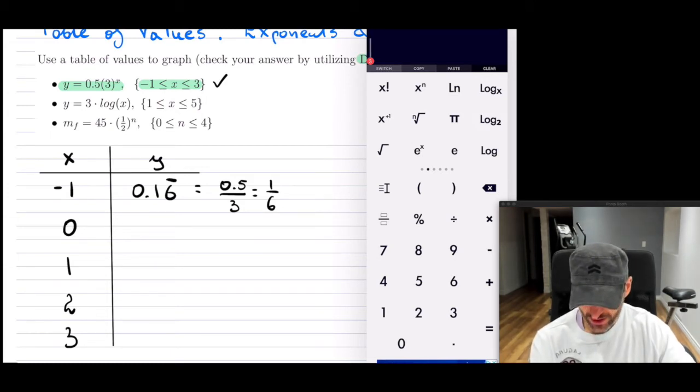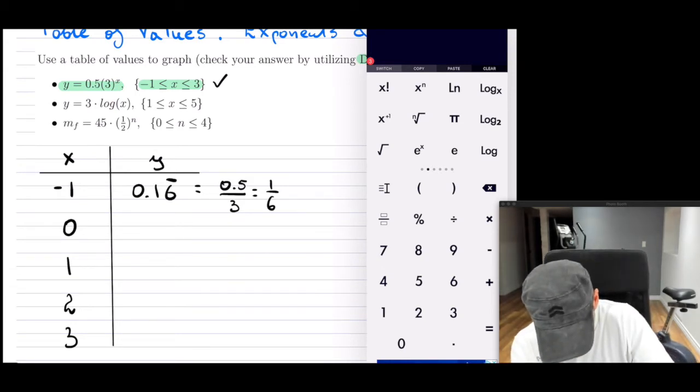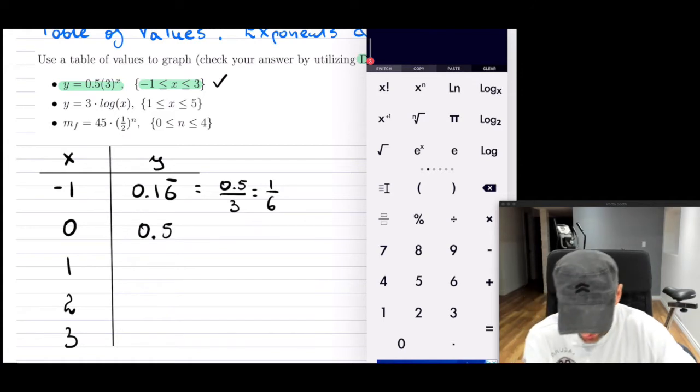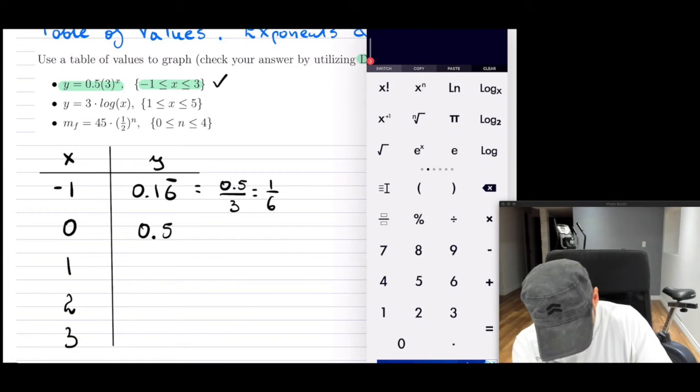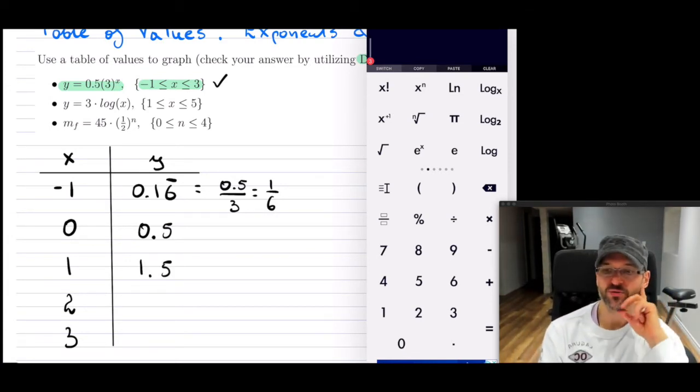Now for the next one, the input is 0. In that case, we're going to get 0.5 times x to the 0. Well, a number to the 0 is 1, right? So this is going to be 0.5 times 1, which is just 0.5. So that's my second table of value entry. Now my x is 1. So 3 to the 1 is just 3. Now 3 times 0.5 is 1.5. So I have that. All right, so this is what I have so far.